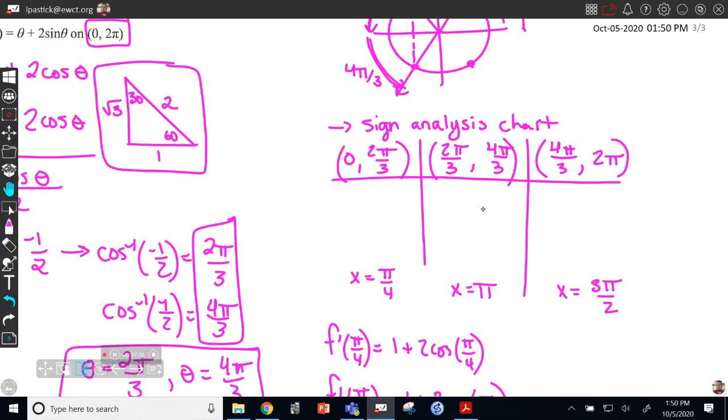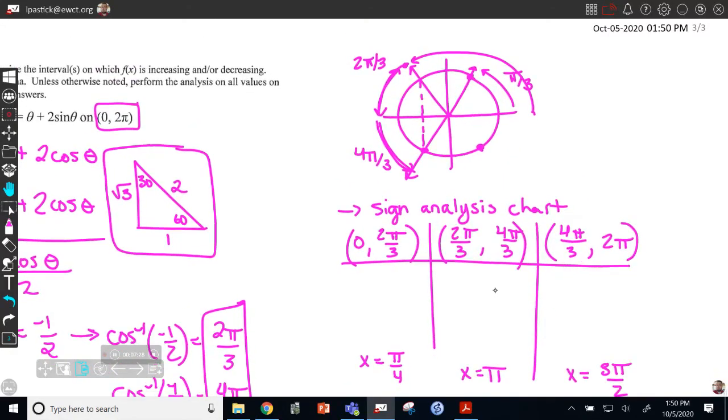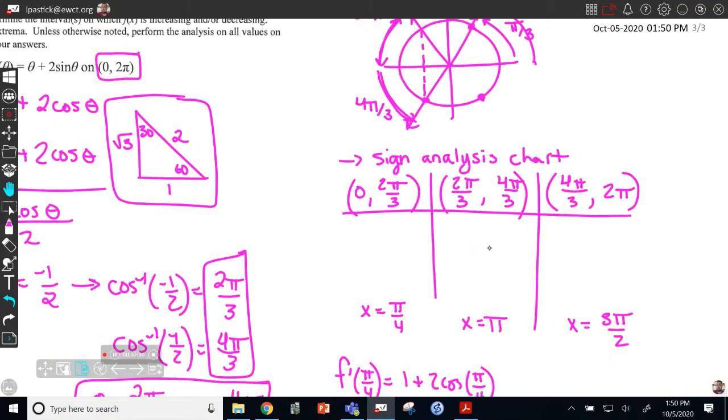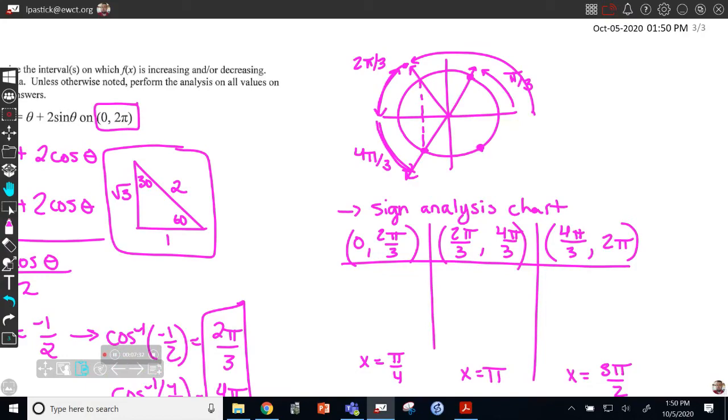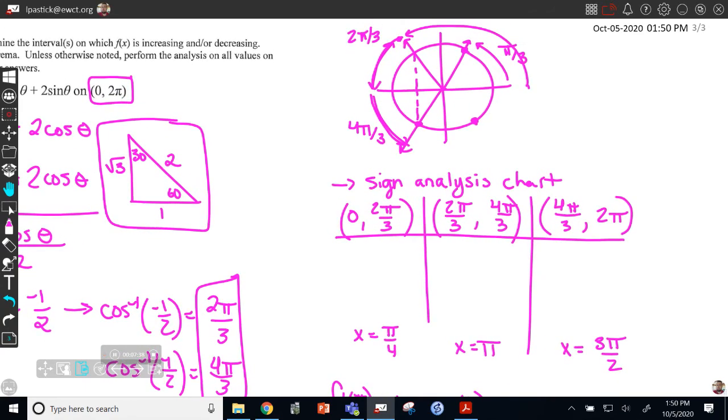The next value needs to be pi because pi is directly between, it doesn't have to be halfway between, but it's in between 2 pi over 3 and 4 pi over 3. Pi would be right here. So again, pi over 4 would be right here, which is between 0 and 2 pi over 3. Pi would be right here, which is between 2 pi over 3 and 4 pi over 3. And 3 pi over 2 is right here, which is between 4 pi over 3 and 2 pi.